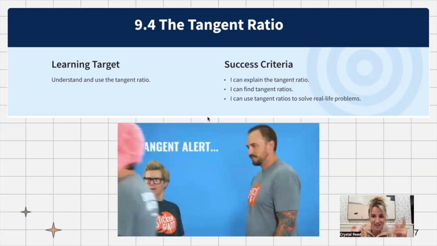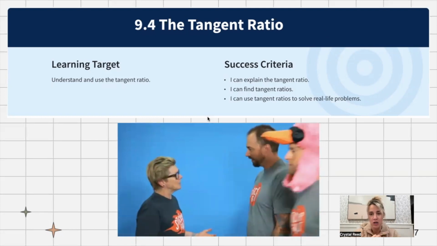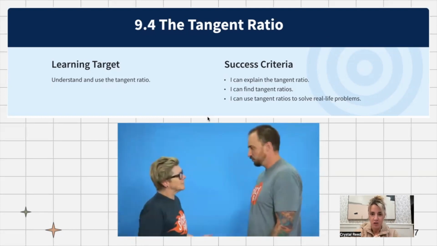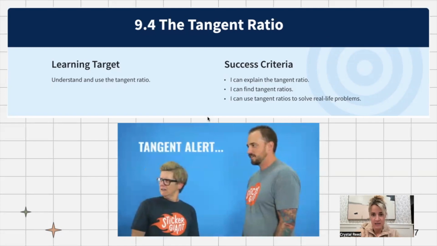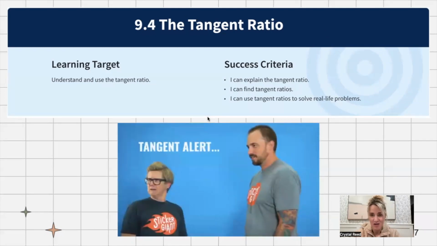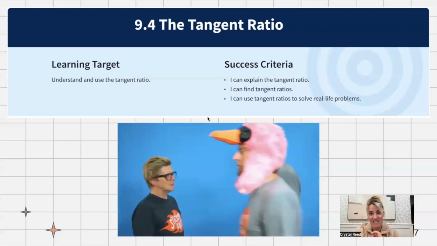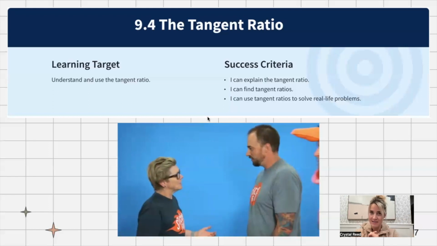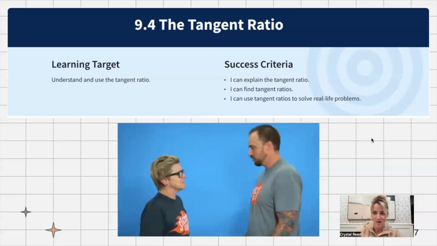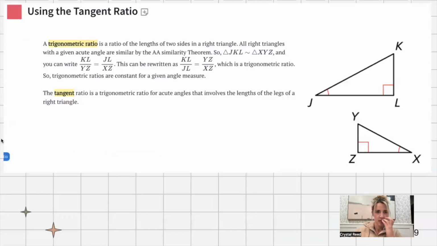We have a tangent alert here. Tangent is just a word used in trigonometry. Trigonometry, we will go over in a minute here, but it is the study of triangles. And in trigonometry, we have sine, we have cosine, and we have tangent. And today we're going to talk about tangent. It's a tangent ratio. Let's skip that.